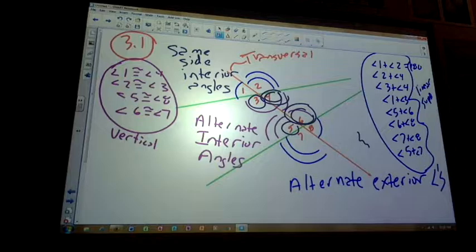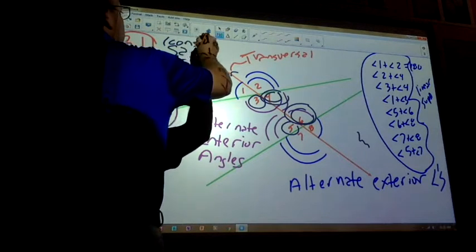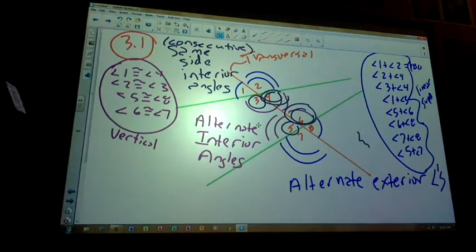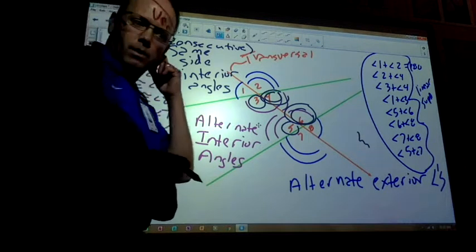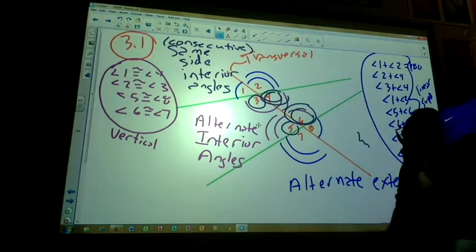Same side interior is the same thing as consecutive interior. So consecutive or same side interior, same thing. Do same side exterior angles exist? They probably do. They just haven't named them.